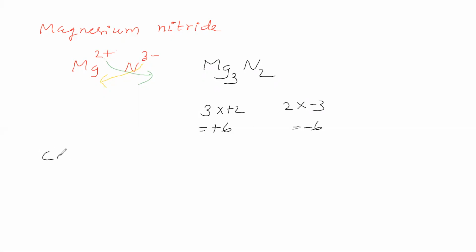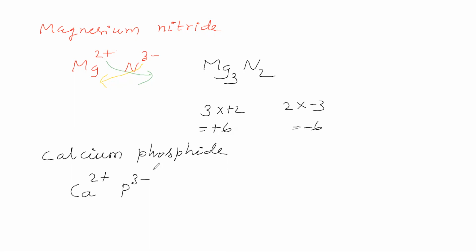Likewise, we'll see calcium phosphide. Calcium symbol is Ca, the first 2 letters. Calcium is able to lose 2 electrons, so it gets a net charge of 2 plus. Phosphorus, first letter P, is able to gain 3 electrons, therefore it shows a 3 minus charge. P3 minus is called phosphide.